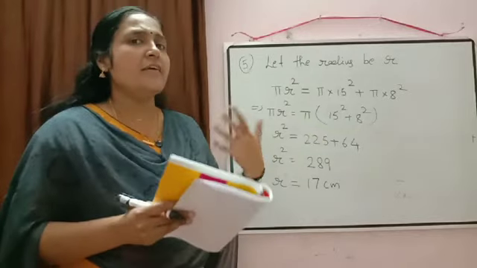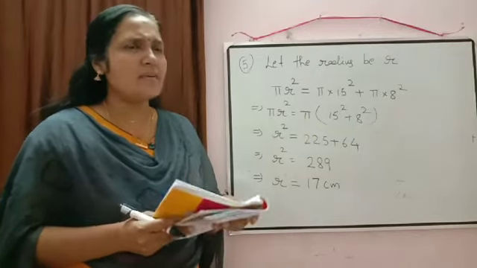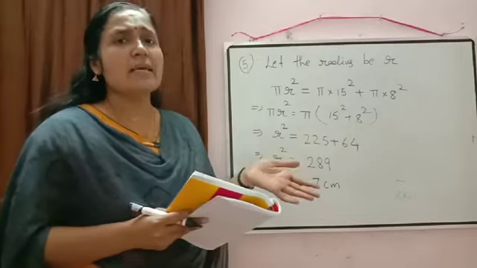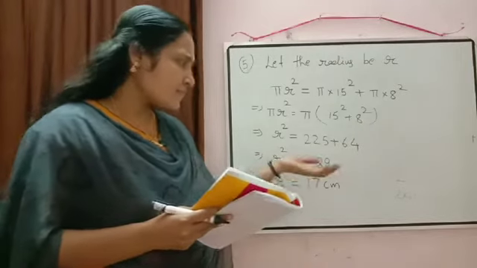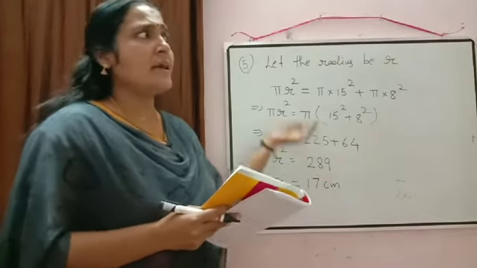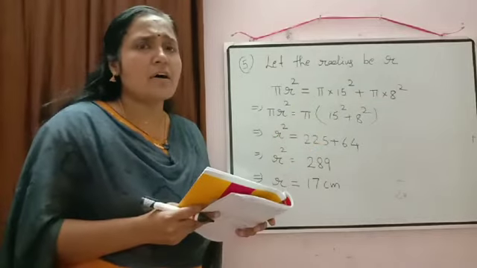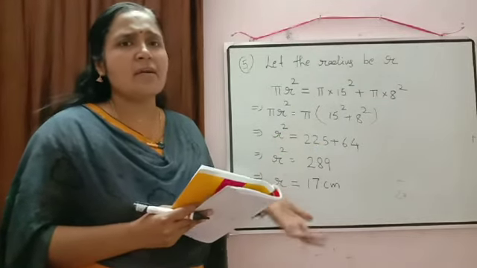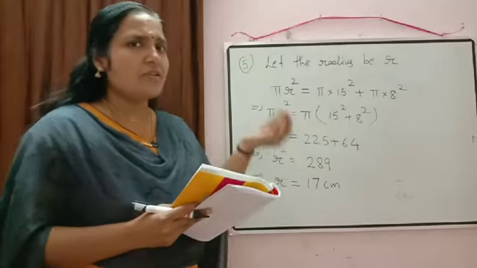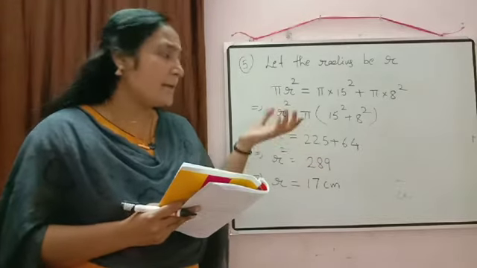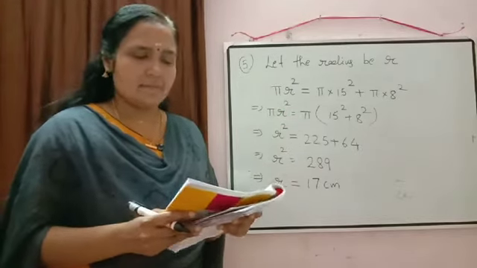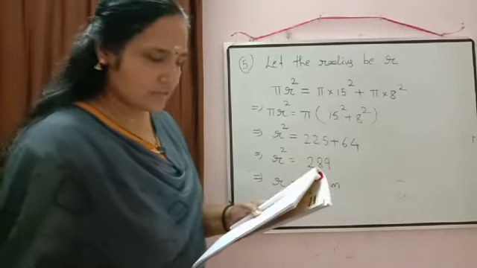Why am I saying this? If you remember the squares and square roots, then calculations will be easy for you. Otherwise, if you don't know the square root, then again you have to find the square root of 289, so it will take a lot of time. So better you should know the squares of the numbers till 20. Okay. Now we'll move to the next question.